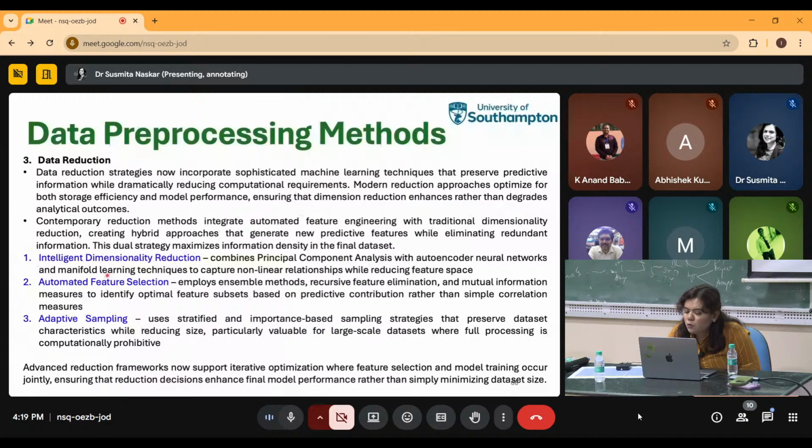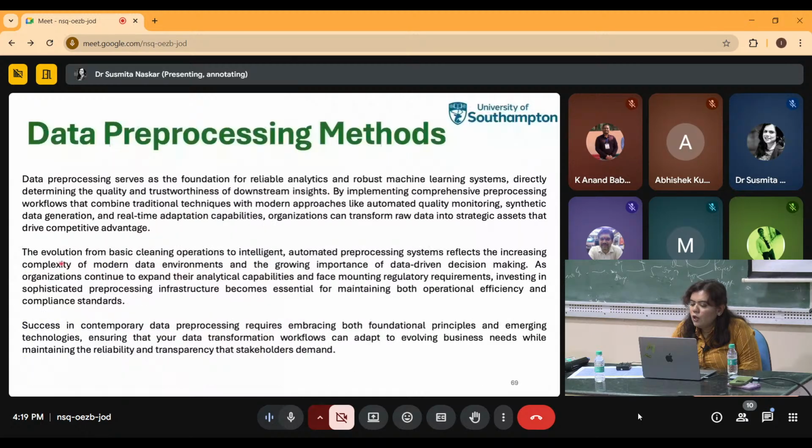So if you look at these pre-processing methods, the key takeaway is that effective data pre-processing, whether you think about industry or about being a structural engineer, helps us transform raw unstructured data into trusted, actionable insights, and that is very, very essential for any robust machine learning or analytical pipeline.